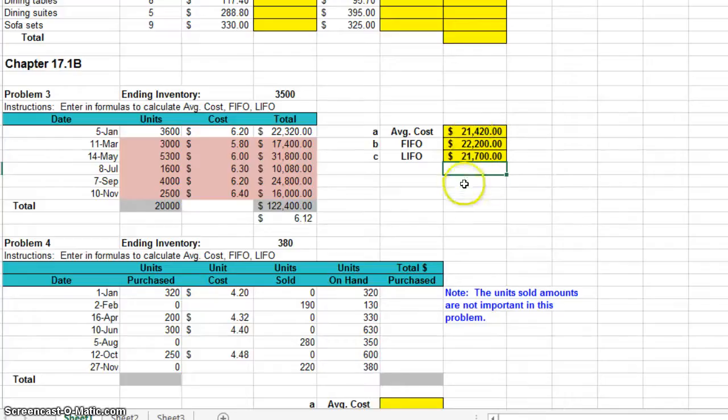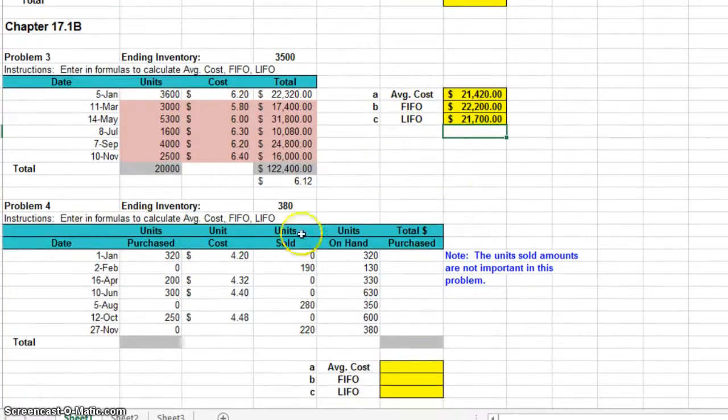And you can see that they're all very similar. This is one thing that you might want to look for when you're doing these three methods. If one amount looks like it's way far off from the others, you've probably done something wrong. So that's average cost, FIFO, and LIFO.